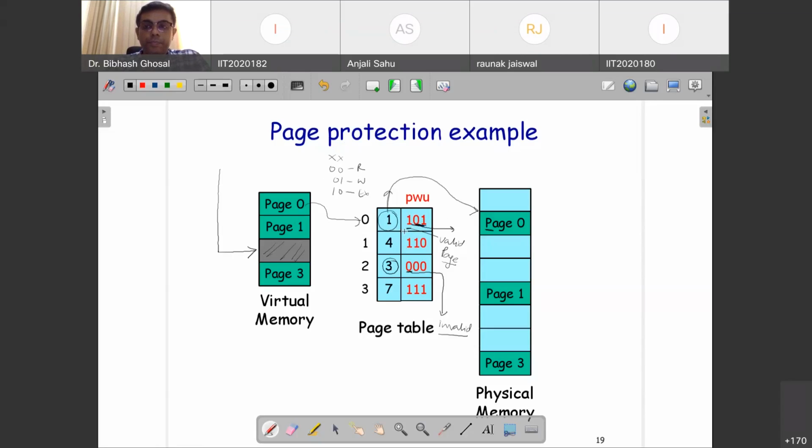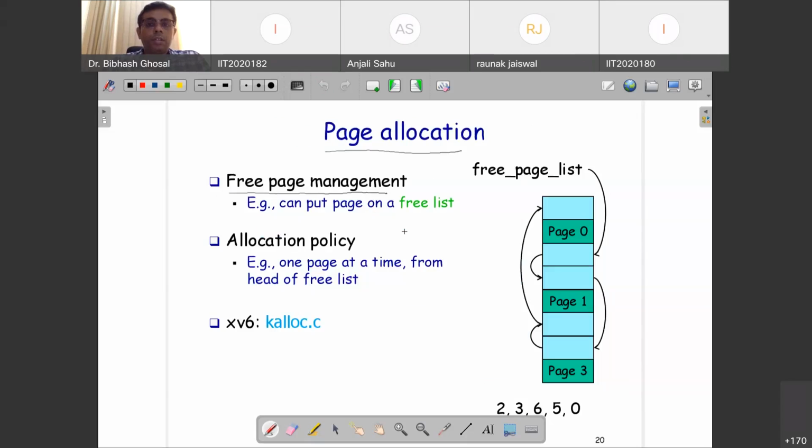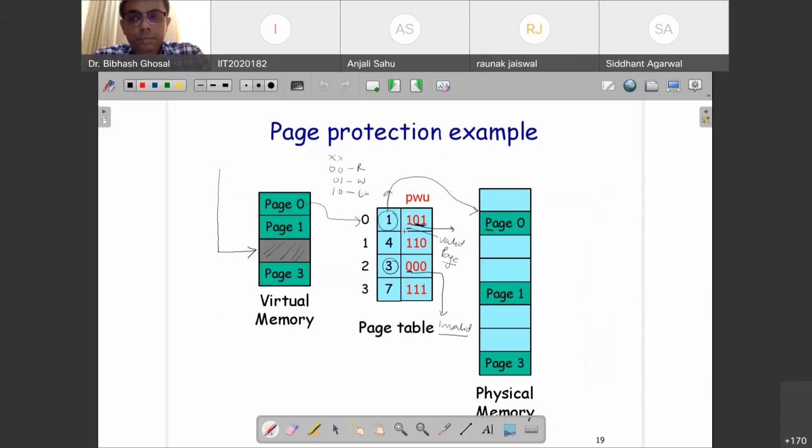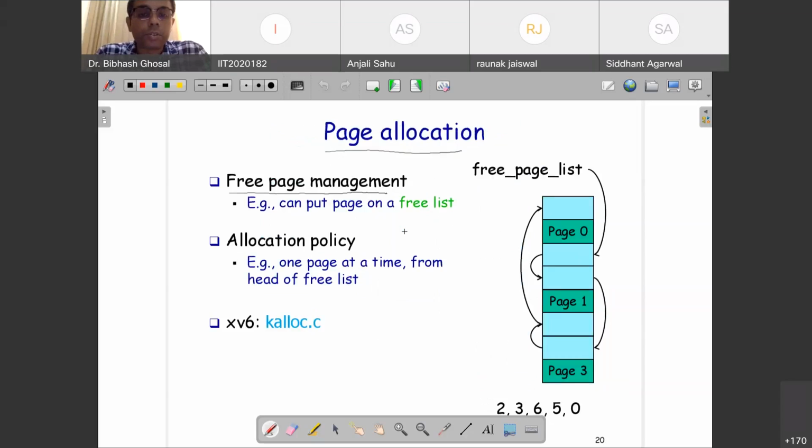Is it okay? Sir, how is it possible that in the virtual space, page 2 is not there? We'll see. I'll show you when we get to demand paging. Maybe it has been replaced by someone. The page has got replaced. Okay, sir. Let me show you this.